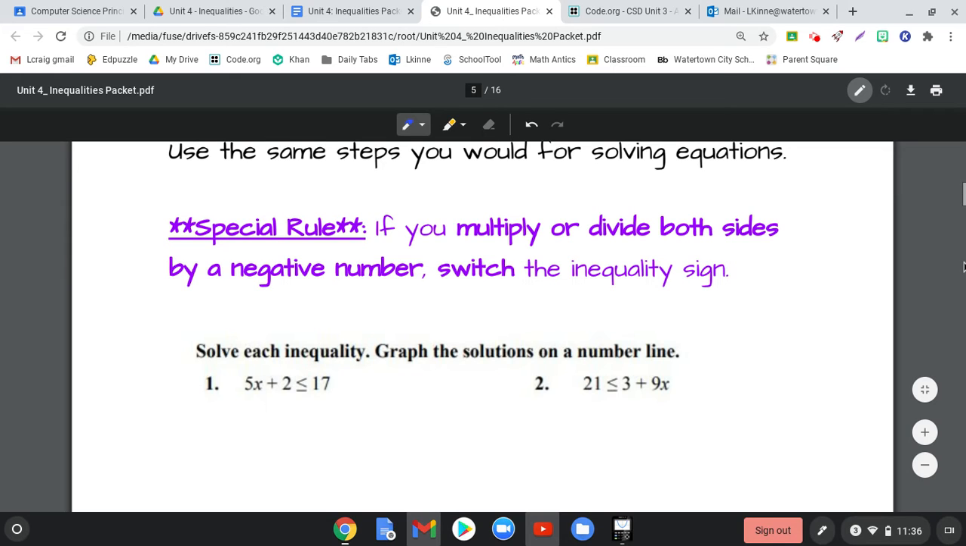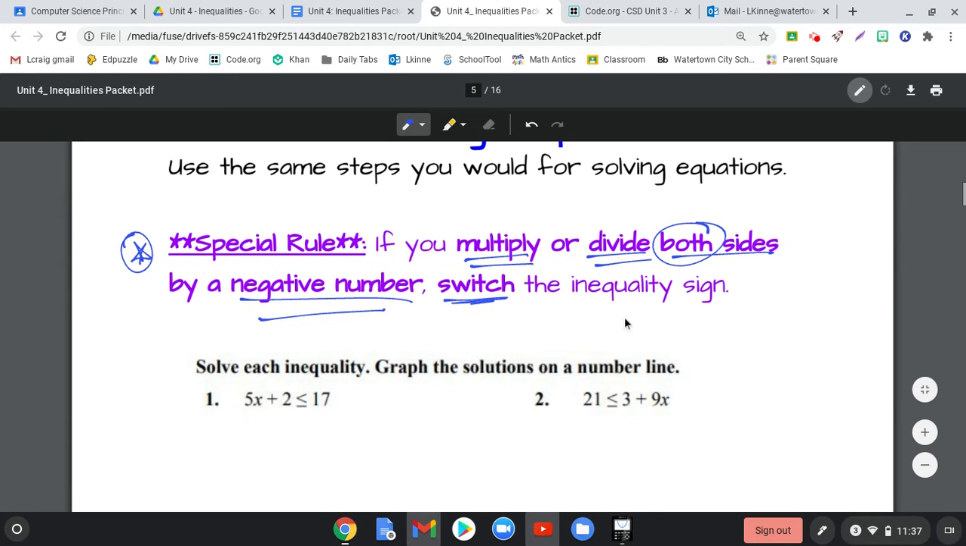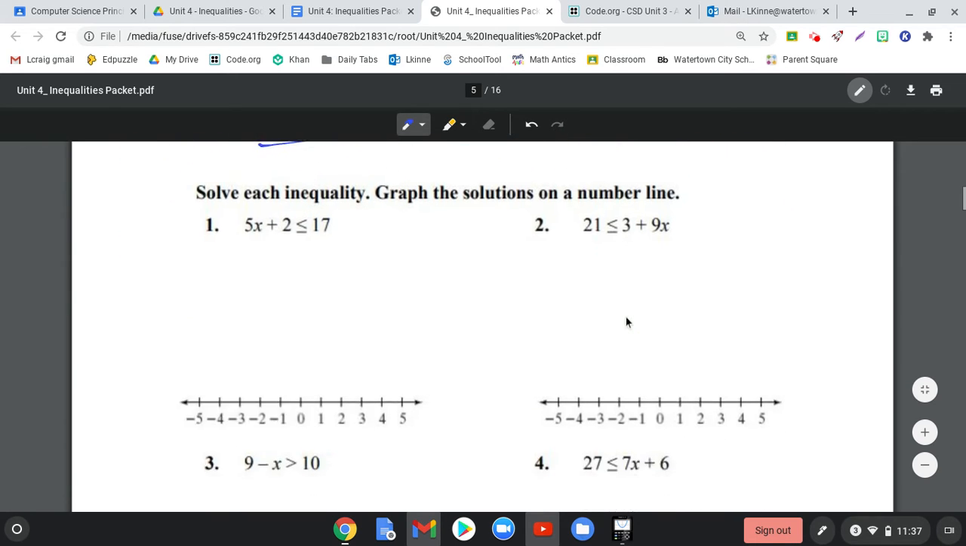Now, there's one special rule that you have to remember when you're dealing with inequalities. If you multiply or divide both sides by a negative number, you need to switch the inequality sign. All right. So only if you multiply or divide both sides by a negative number, you switch the inequality sign. So let's take a look.